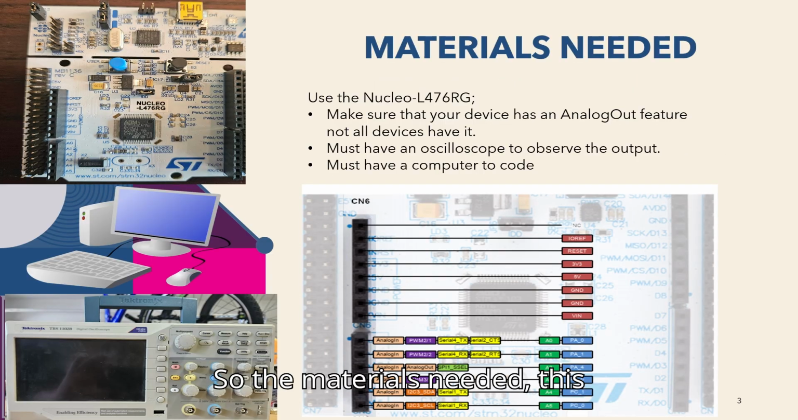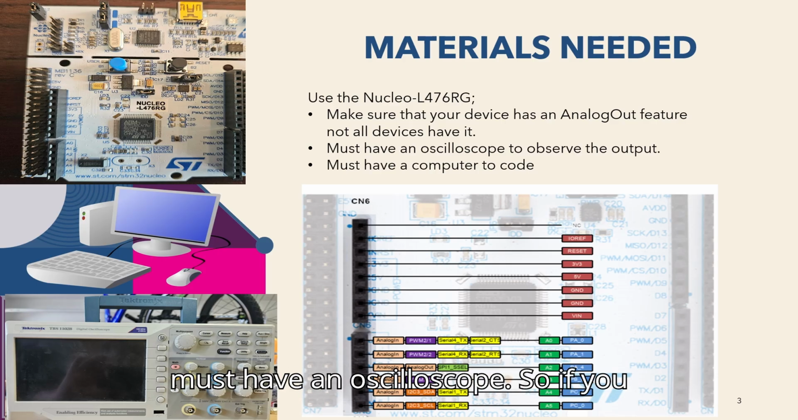So the materials needed. This is a very simple section. All you need is a device, a Nucleo L476RG. This is just a device that has an analog out feature. There are a lot of devices that don't, so you might want to make sure before you go to Amazon or DigiKey or something like that, that it has an analog out. How do you know? You're just going to have to look at the data sheet.